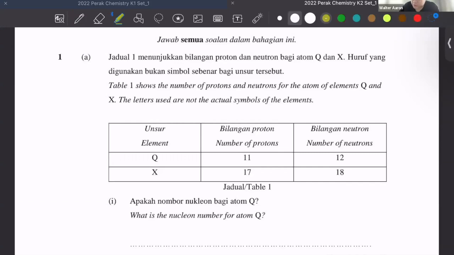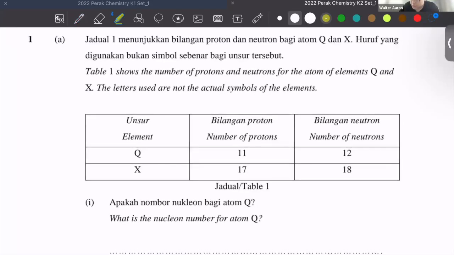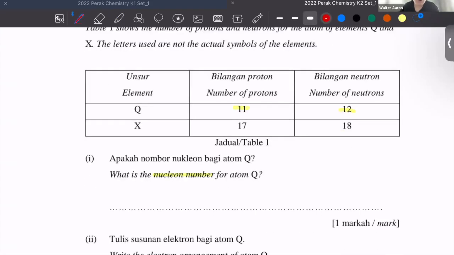When we talk about the nucleon number, it is referring to the total number of neutrons and protons. So you just add these two numbers together. You should be able to get 23 as your answer.